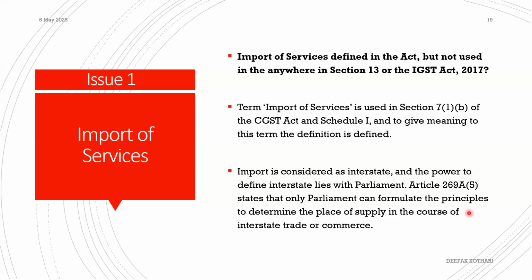Correct. So I will still stick to saying that the agreement is there, not a written agreement but an oral agreement, but since there is no consideration, there is no taxability. But why will anybody do anything for free in business?